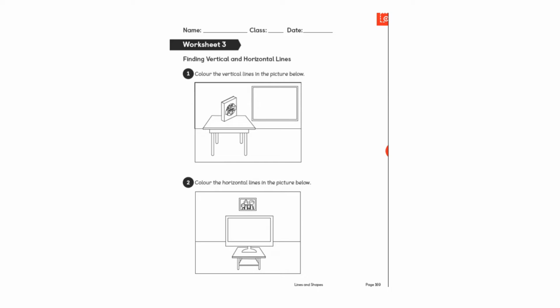Okay, Year 3, make sure you've got your workbook open in front of you so you're ready to check yesterday's learning. On the first page, we needed to find the vertical and horizontal lines. Pause the video to see that you coloured in the correct lines.